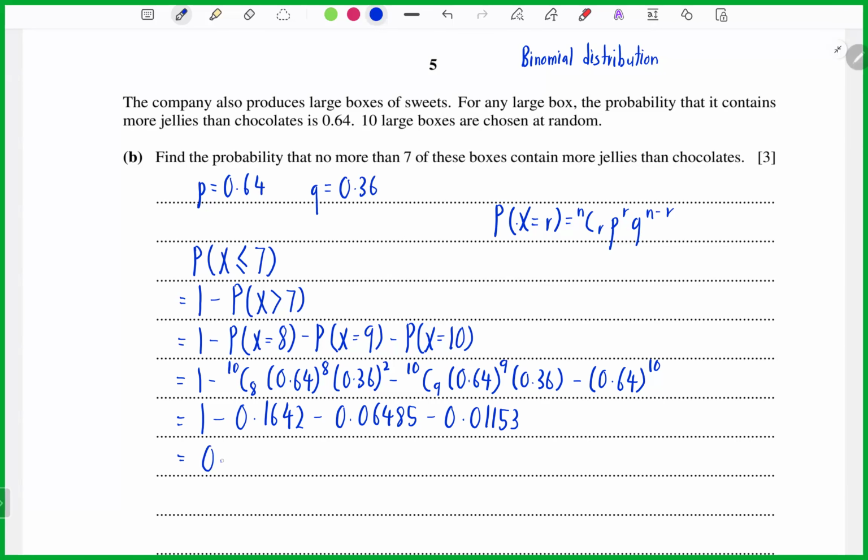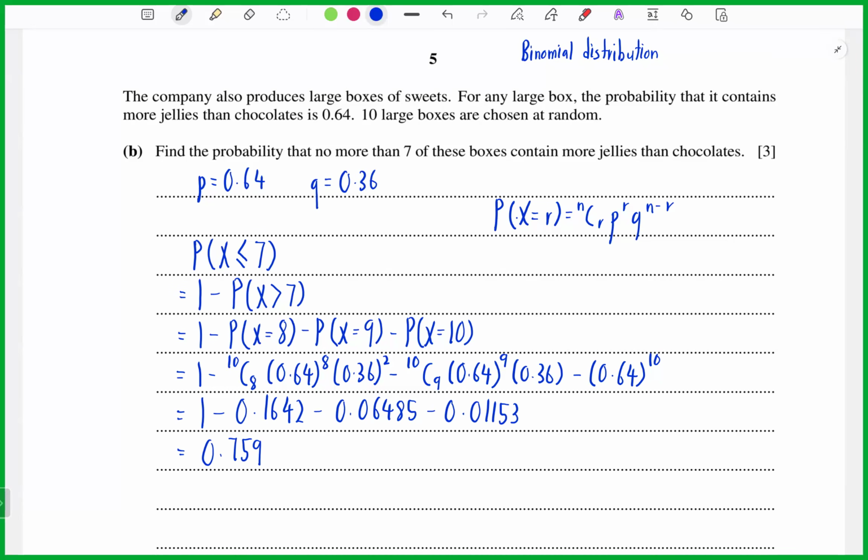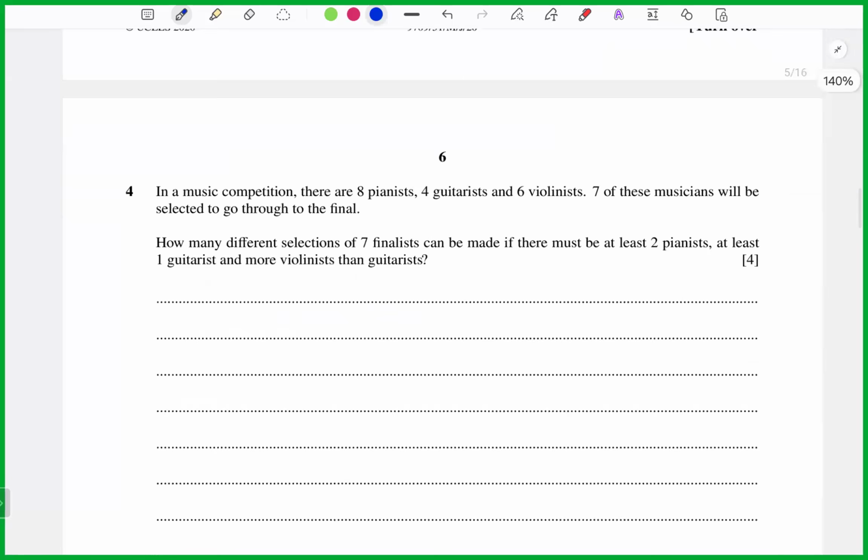Okay, so you will get the answer is 0.759. Make sure your answer is in 3 significant figures. Alright, so now we're going to the next question.